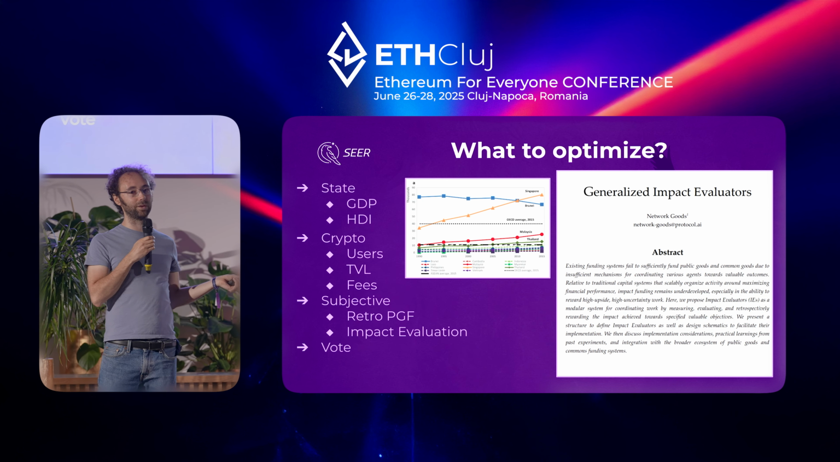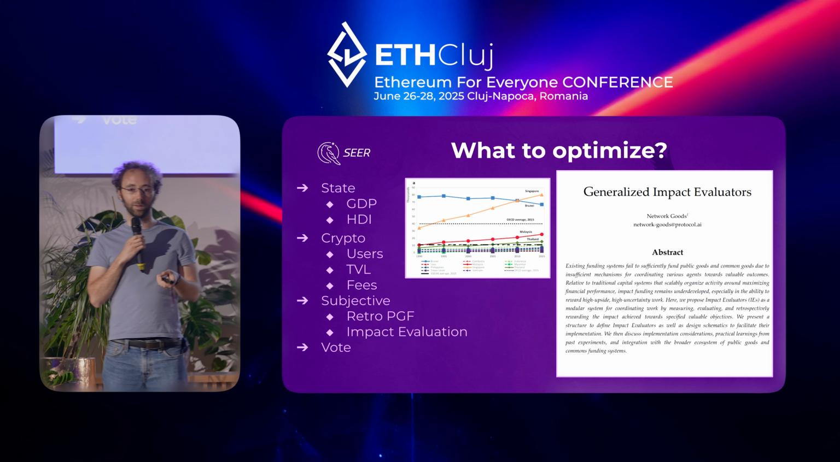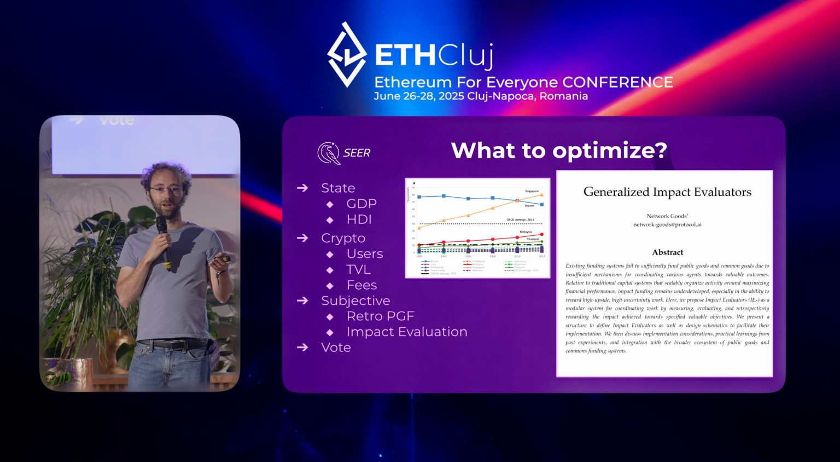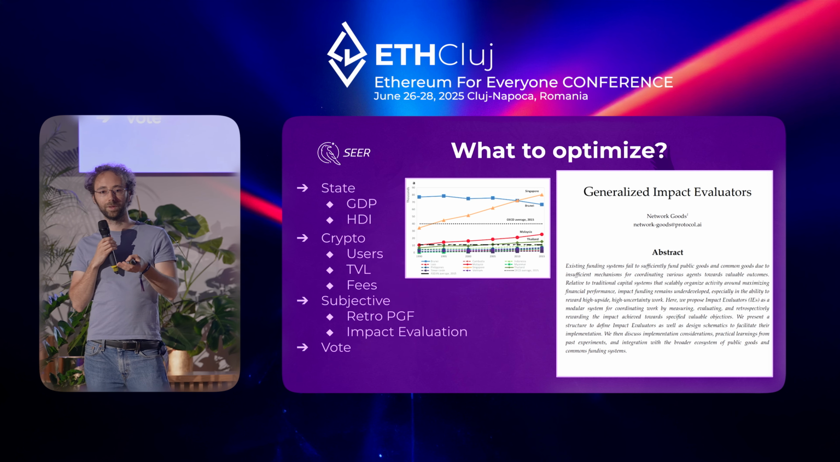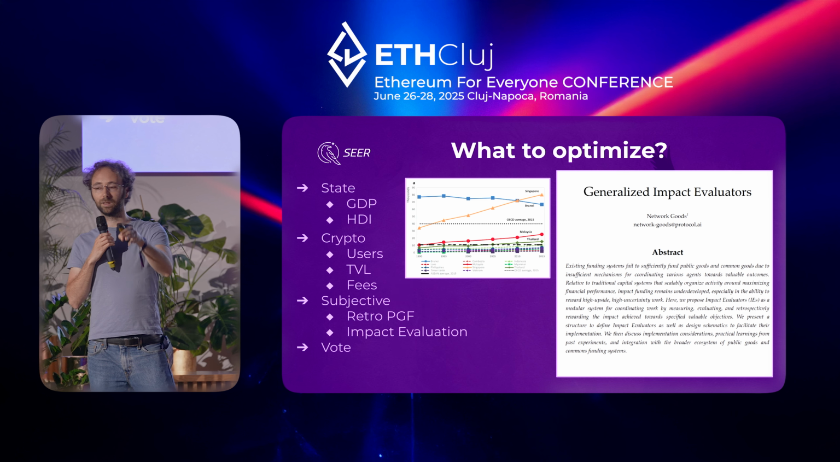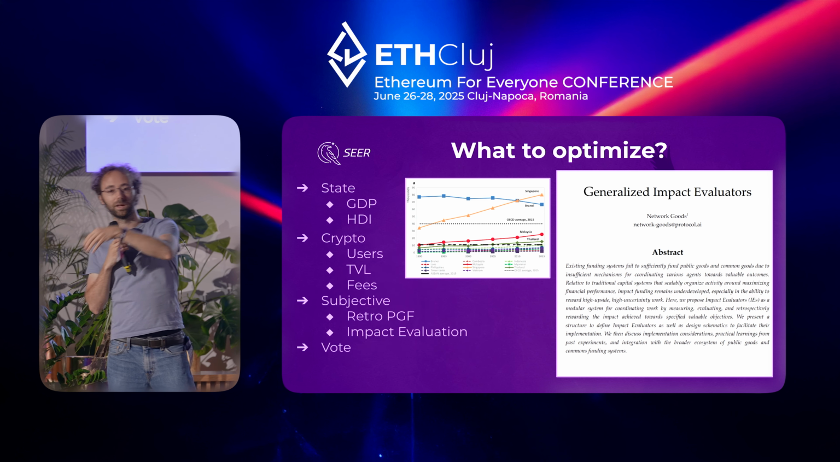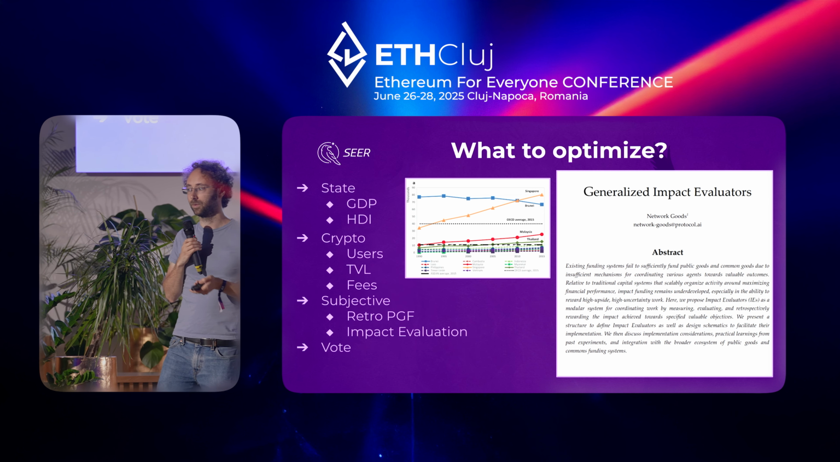So we know some projects are using RetroPGF, like Optimism. So you can just use the RetroPGF as your impact metric, or you can develop your own impact metric. And in this case, you ask, if this project is funded, what will be the value of the impact metric, and you find the project which will have the highest impact.